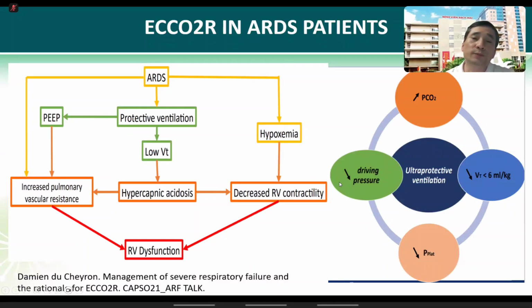So why do we need to remove CO2 in the ARDS patient? A long time ago, I don't think there was any problem with ARDS patients when we used high volume ventilation, like a VT of 10 to 12 cc per kilo. In that case, you have nothing to worry about CO2. But when we reduce the tidal volume, now we know the recommended is 6 cc per kilogram.